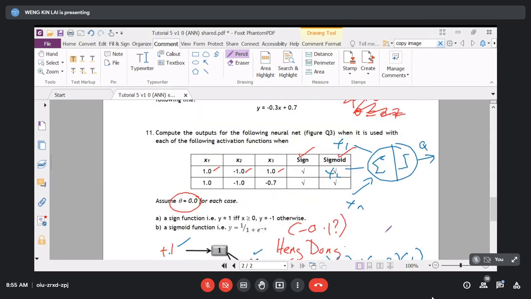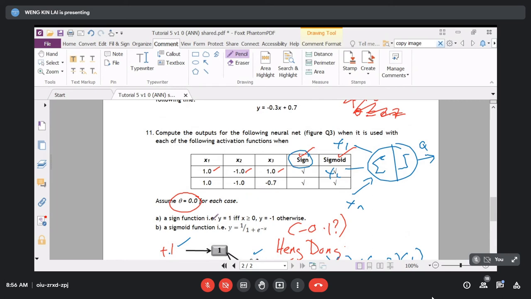What do you see there? We are given two activation functions: first of all, the sine function and the sigmoid function. So we need to try them. Now, what does the sine function look like?